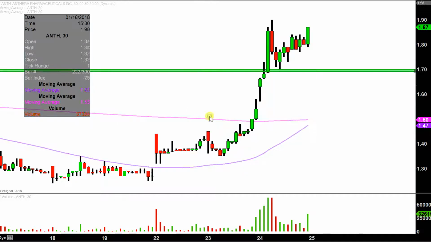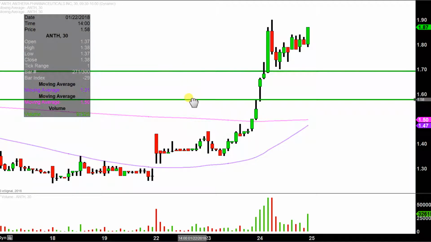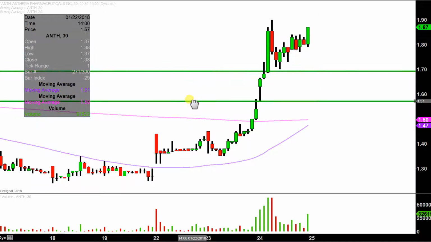Next level of support, down here at $1.50, let's just call it $1.57. So $1.70, $1.57, two of the near-term levels of support.